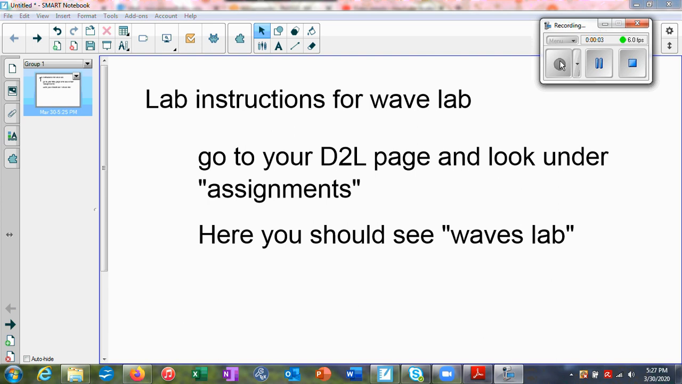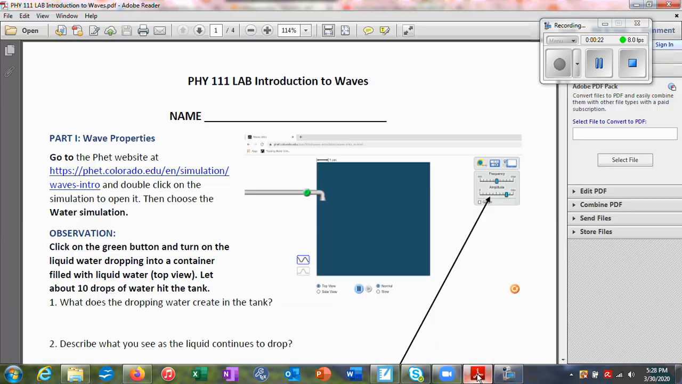Hi everybody, I want to tell you how to do the online lab you're going to do for waves. You're going to go to your D2L page, look under assignments. After you click that, one of the things that you will see will be waves lab. So you're going to click on that and hopefully you will see this, and hopefully we're looking at the same thing here. I see this worksheet.